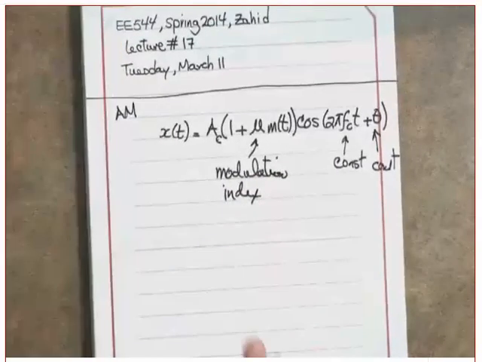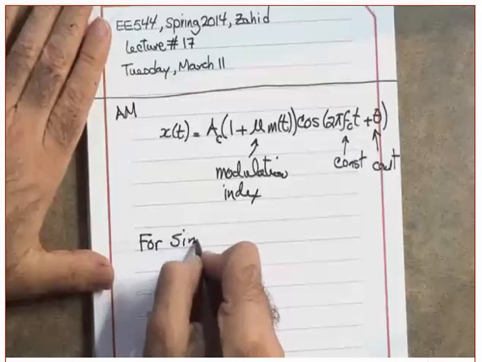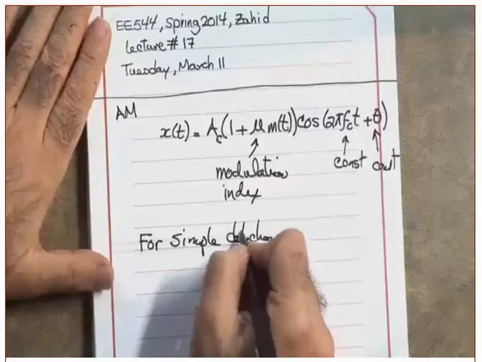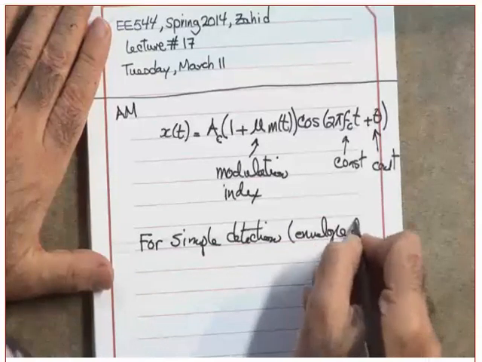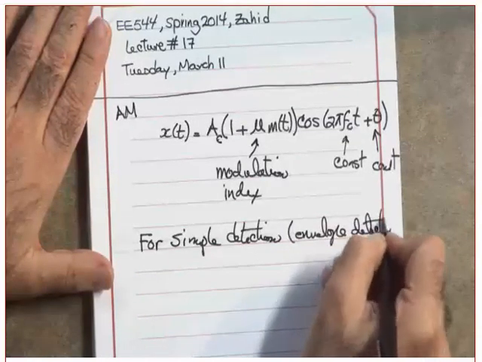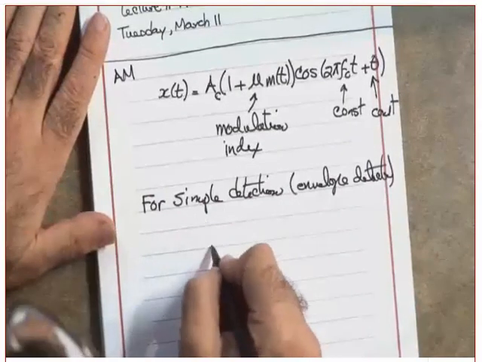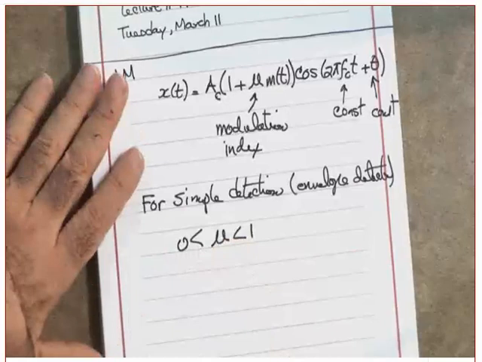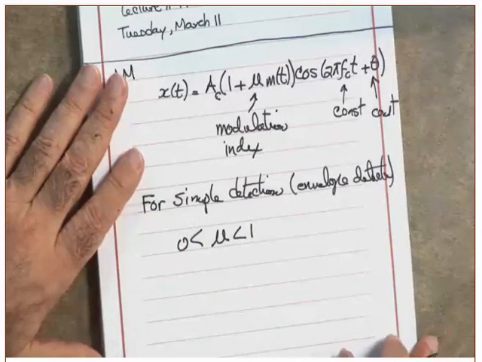The modulation index. For simple detection, using what is known as an envelope detector. What was the condition on mu? Mu has to be less than one. Are you following me or not? If mu is more than one, what are you going to have?